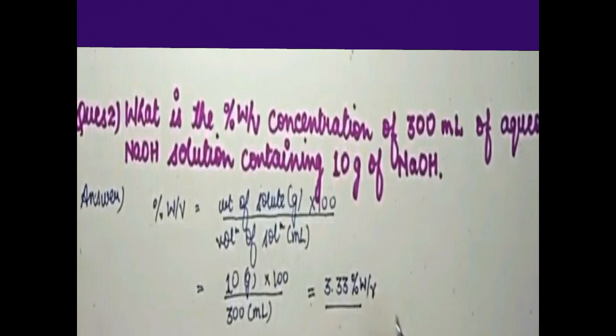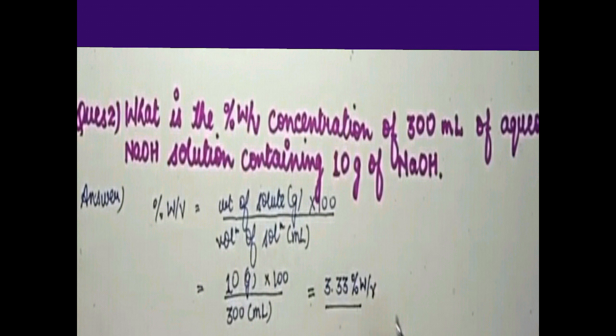So question is here, what is the percent mass by volume concentration of 300 milliliter of aqueous NaOH solution containing 10 grams of NaOH. So NaOH is solute here, जिसका mass is given to us, that is 10 gram, and solution का volume हमें given है, that is 300 milliliter, and we have to calculate mass by volume concentration or mass by volume percentage concentration.